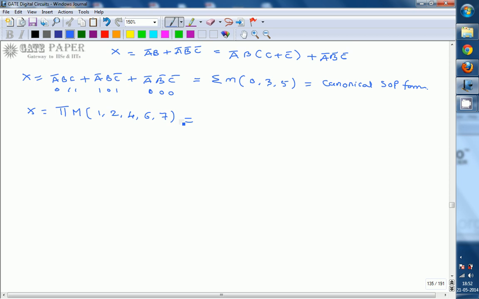So this is the canonical SOP form, and in this one, 1 is 0 0 1, 2 is 0 1 0, 4 is 1 0 0, 6 is 1 1 0, 7 is 1 1 1. And in POS form, 0 implies uncomplemented and 1 implies complemented. So we can write: 0 0 1 is a plus b plus c bar, multiplied by the second, 0 1 0, which is a plus b bar plus c.